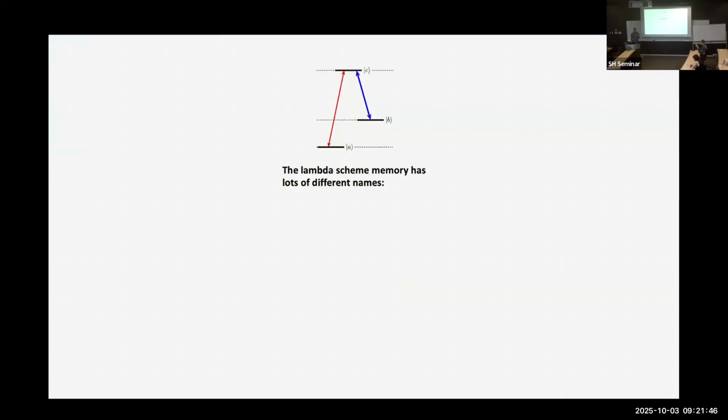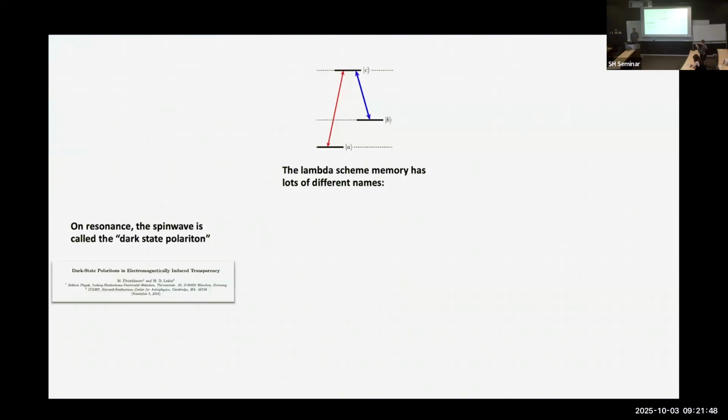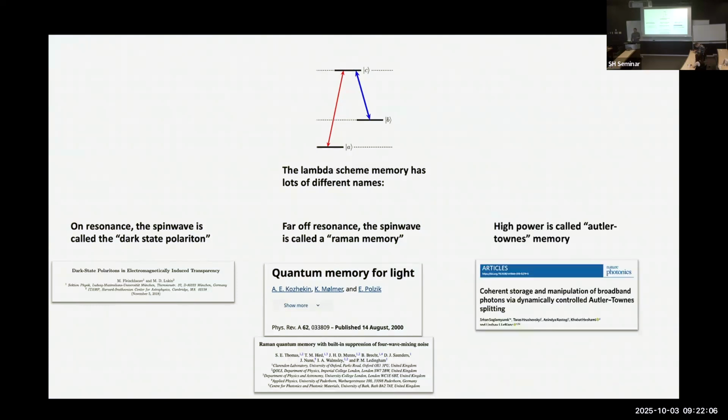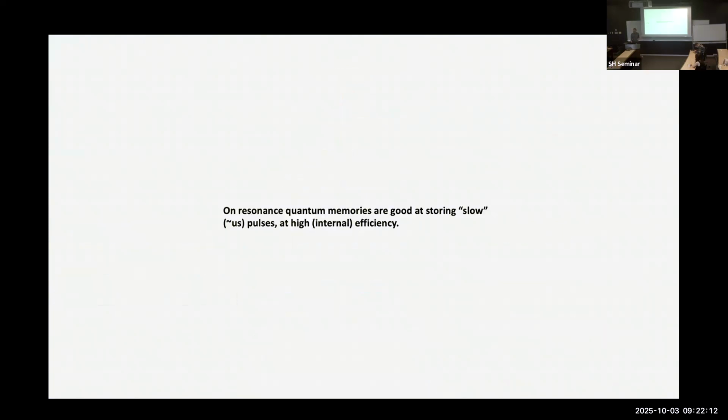It's also called by a number of different names. So when the system is on resonance, it's called the dark state polariton. It's one of the first inventions of it. When it's far off resonance, the spin wave is called storing in a Raman memory. And at high power, it's sometimes called the Autler-Townes splitting memory.